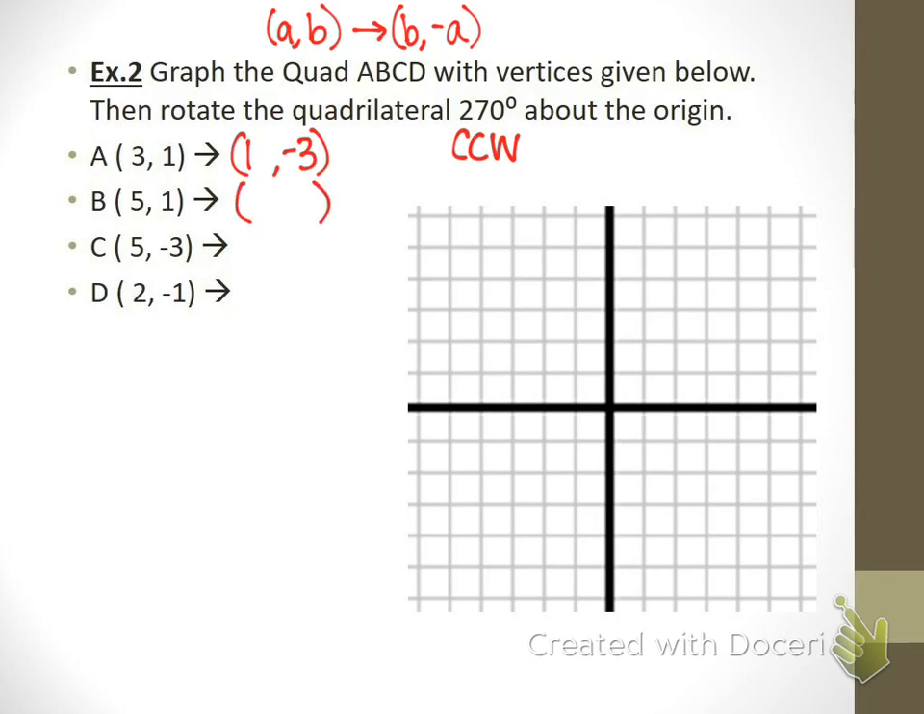What about the point 5, 1? 1, negative 5. Good. 5, negative 3. Negative 3, negative 5. Good. And the point 2, negative 1. Negative 1, negative 3. Good. So this would be my A prime, B prime, C prime, and D prime.